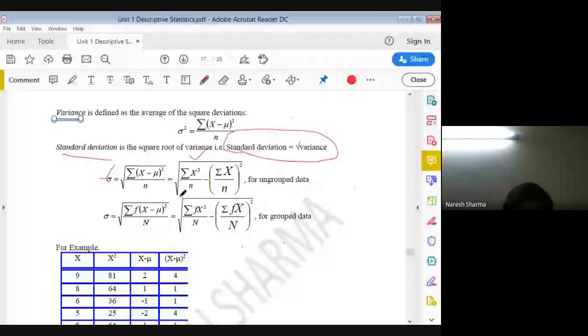And for the grouped data, we have the frequencies given. So we multiply here with the frequency, here also with frequency, here also with respect to frequency. Means each x factor we can multiply with the frequency. So it's your choice. You can use this one or this one.